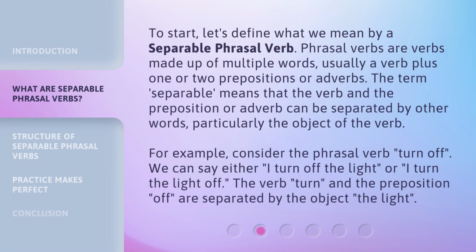To start, let's define what we mean by a separable phrasal verb. Phrasal verbs are verbs made up of multiple words, usually a verb plus one or two prepositions or adverbs. The term separable means that the verb and the preposition or adverb can be separated by other words, particularly the object of the verb. For example, consider the phrasal verb turn off. We can say either I turn off the light or I turn the light off. The verb turn and the preposition off are separated by the object, the light.